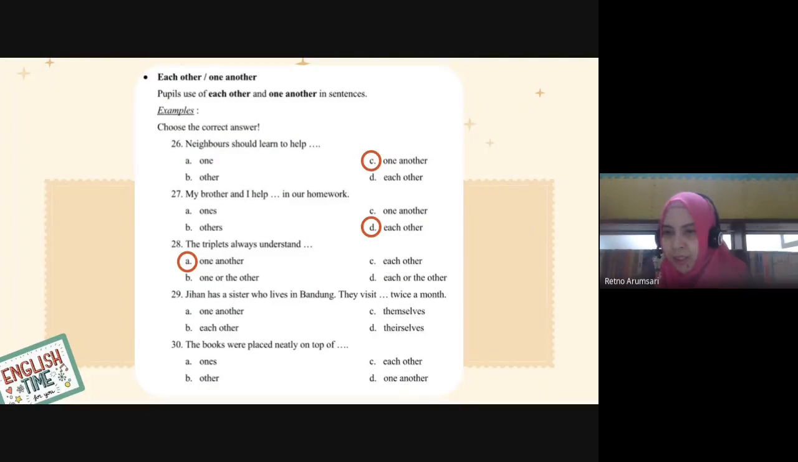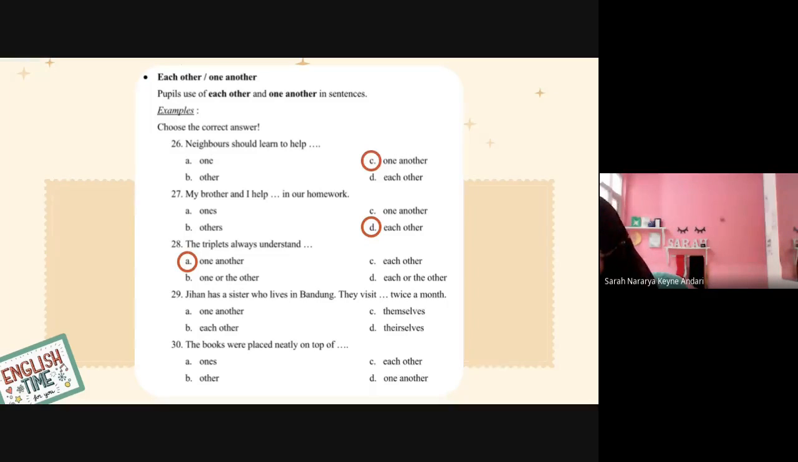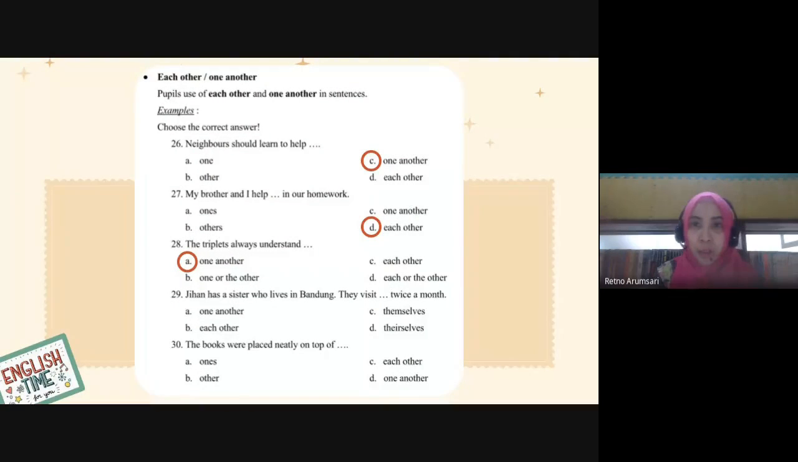After Rifat, there is Sarah. Jihan has a sister who lives in Bandung. They visit each other twice a month. Yes, they visit each other twice a month. There are only two people, Jihan and her sister. Okay, thank you, Sarah. Next, Salma.